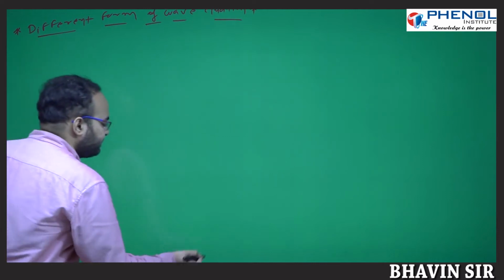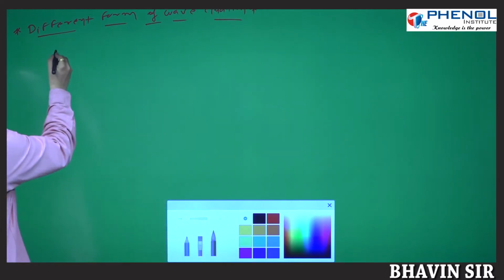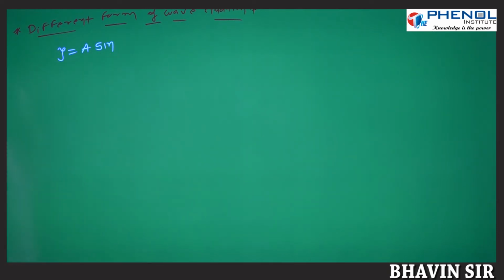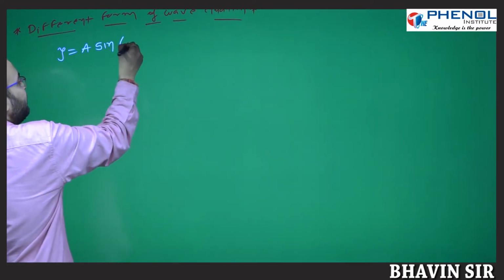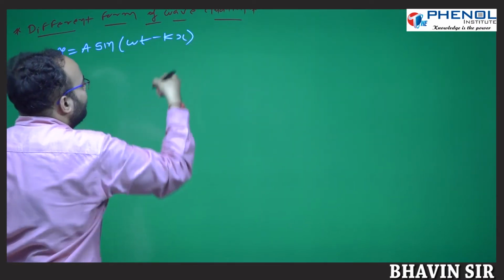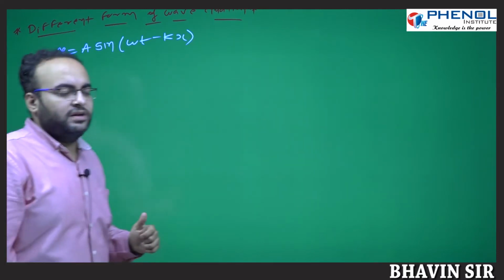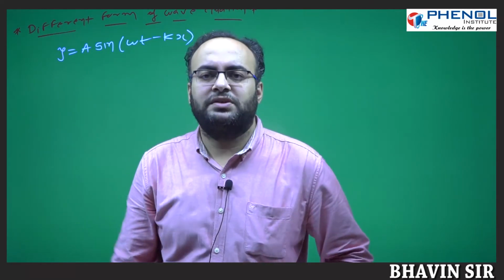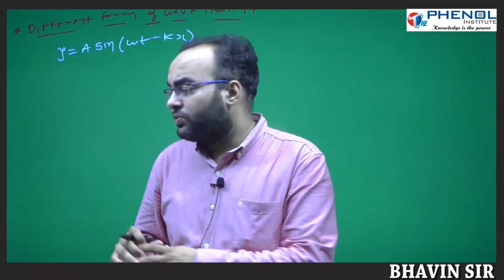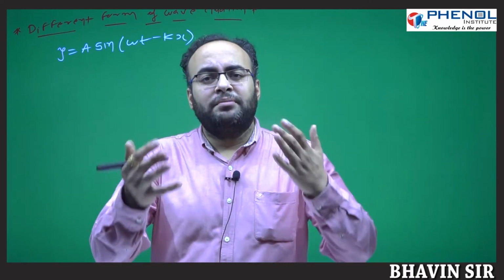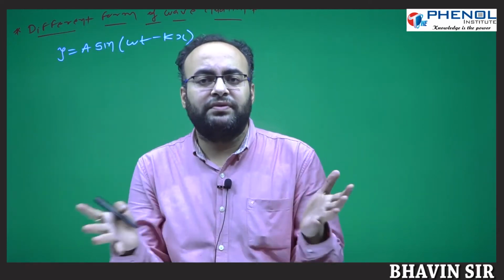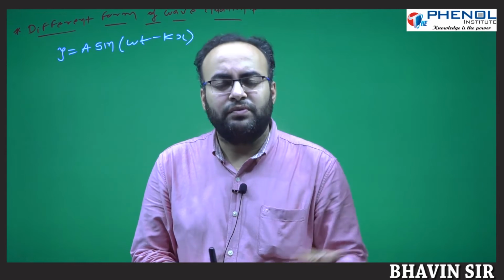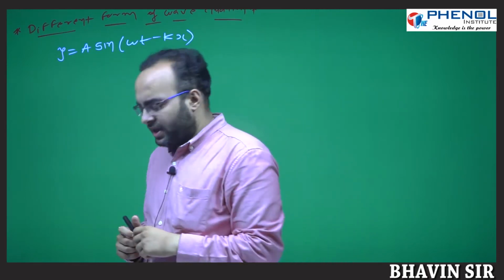See students, this is the first form. This is the equation of a wave moving in the positive x direction. If a wave is moving in the negative x direction, then we write omega t plus kx. Okay, chalo. So see students, that is the first equation. But now we want to derive its different forms. Let us derive two more forms. So in total there are 3 forms of the wave equation. What is the second form that we want to derive, students?